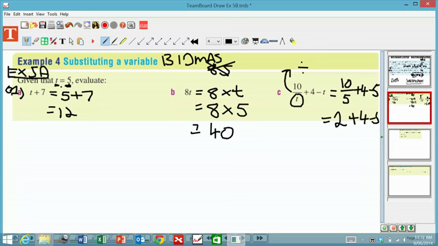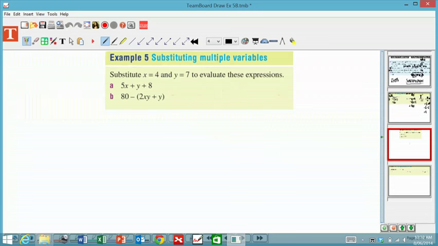Now we just do multiplication, subtraction, left to right. So we go 2 plus 4, which is 6, minus 5, which equals 1. So pretty simple. All you do is substitute your values in, then work it out. Next one, substitute x equals 4 and y equals 7.